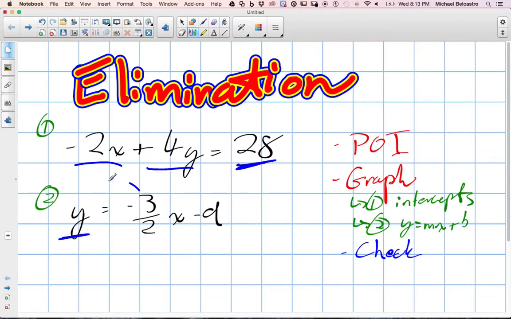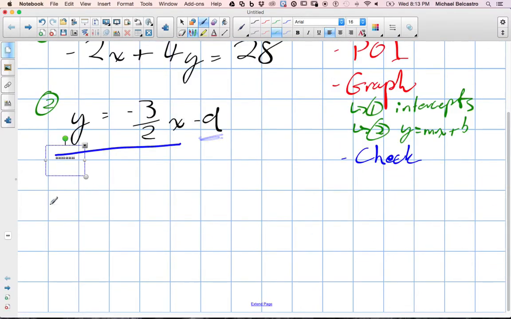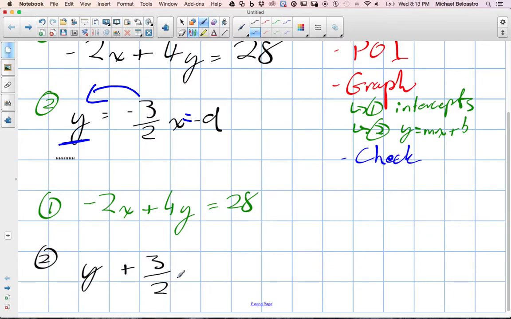I have a variable here. I'm going to move this variable to the other side. So the equal sign will be over here, and I'll just have the constant on the right and the variables on the left. Okay. So we'll rewrite formula 1. Oops, that's the wrong button there. Okay, so number 1, negative 2x plus 4y equals 28. And formula 2, okay, we have y. This will become positive 3 over 2x is equal to negative 9.